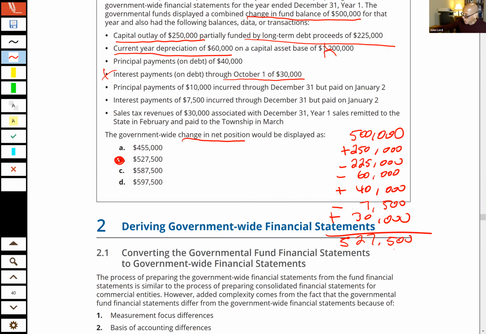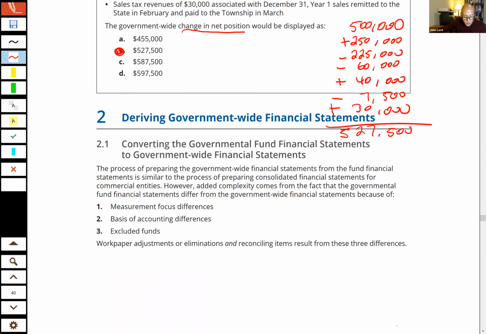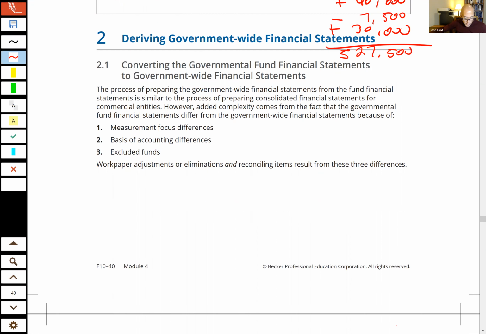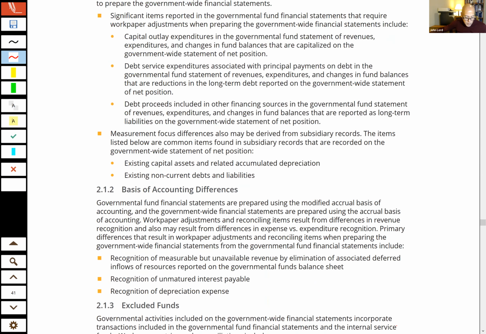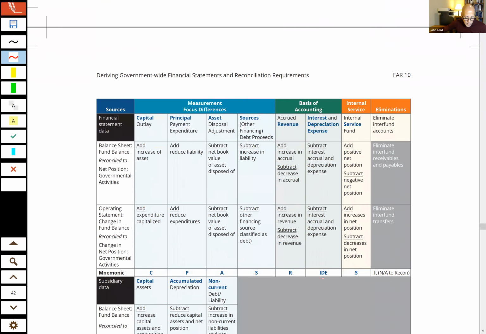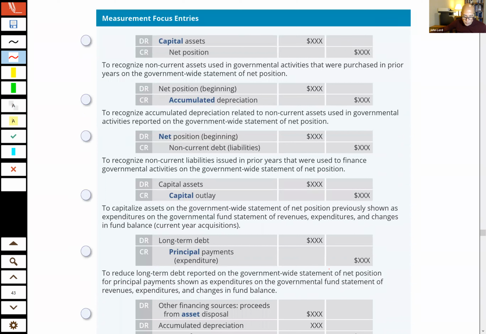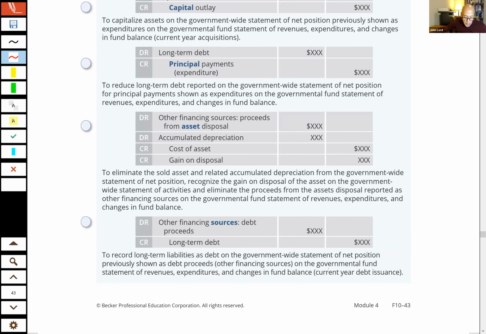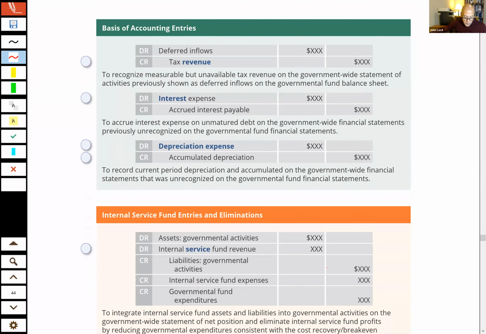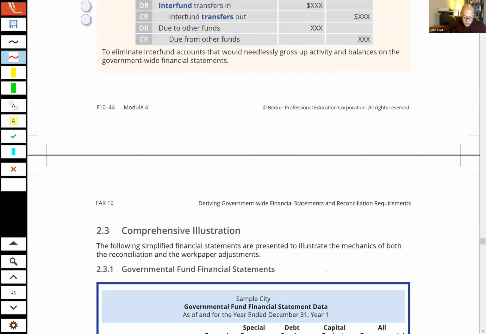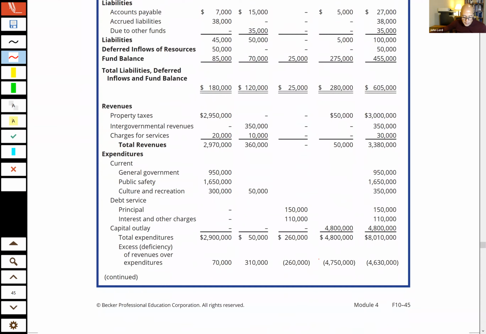Okay, good. Now, you come over and they have this section on deriving. I am going to ask you to watch Garrity's video that would take you through to the end of this chapter. There had been some kind of concern that maybe the exam would ask you to make the journal entries that would convert modified accrual statements to full accrual statements at the government-wide level. I don't think that's worth our time together, but there is a video that walks you through this, and just a little bit of information behind the scenes.